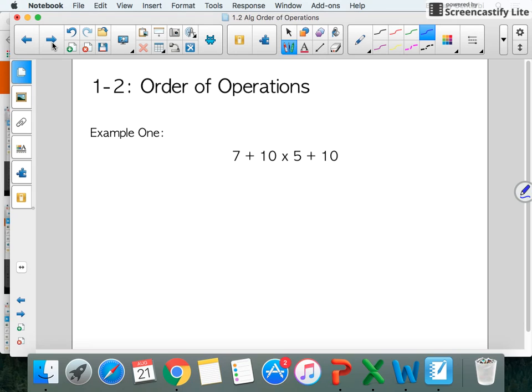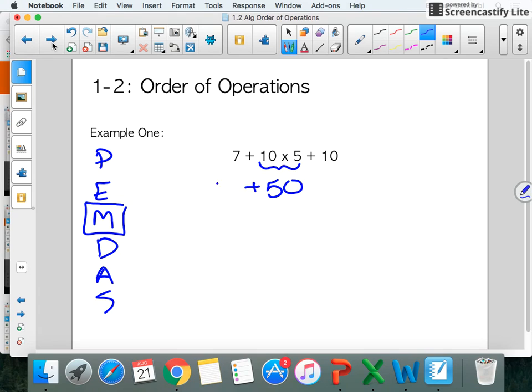So our first example is 7 plus 10 times 5 plus 10. So I'm going to write PEMDAS on the side here so I remember my order, because you have to, again, follow the order. So I have multiplication and addition in here. Multiplication comes first in PEMDAS, so I'm going to do the multiplication first. So I'm going to do the 10 times 5, and that gives me 50. And then I'm going to bring everything else down that's in the problem.